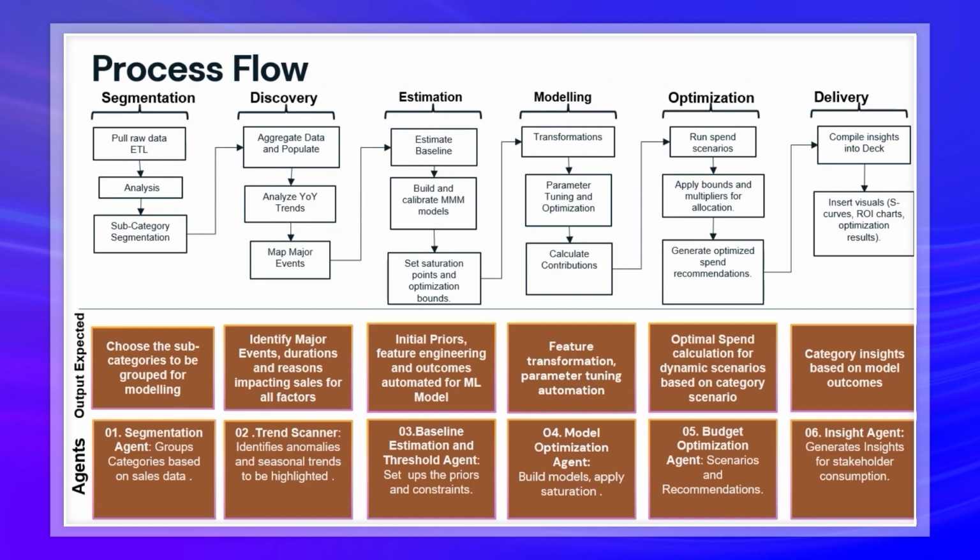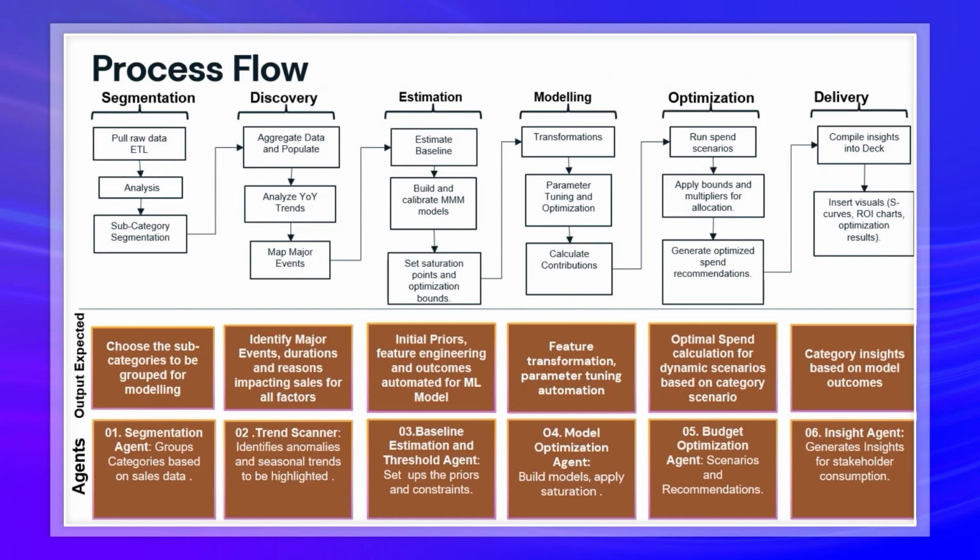Then we are moving to the estimation, where we are estimating the price, feature engineering, and the outcomes for the ML model. Whatever the parameter numbers are required, we settle them here in estimation. Then we move to the modeling phase, where we provide these modeling parameters to the model and build it. The model performs the modeling, and again we observe its results.